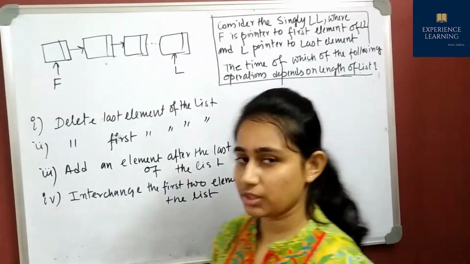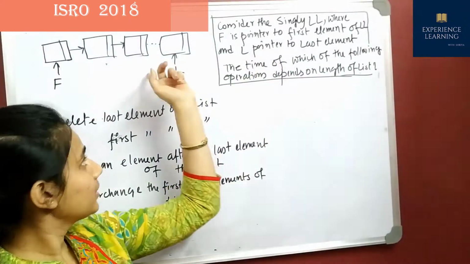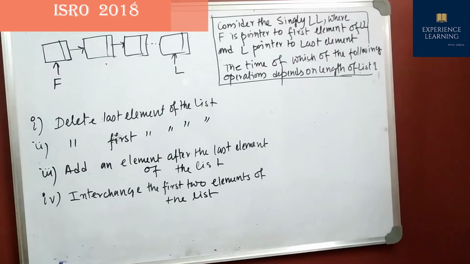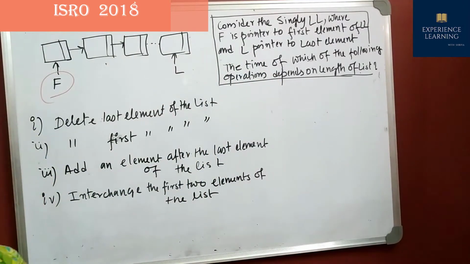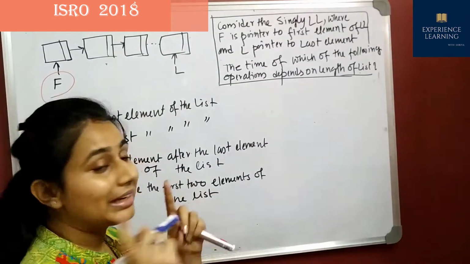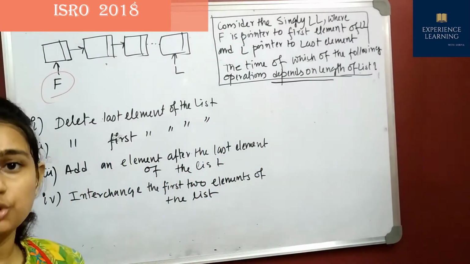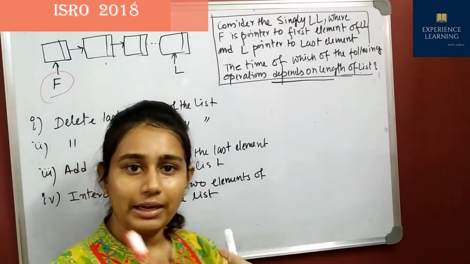Okay, read this question carefully. Consider the singly linked list, where f is a pointer to the first element and L is a pointer to the last element. Now the question is: the time of which of the following operations depends on the length of the list? So you have to find out the operations where it will depend on the length of the list.